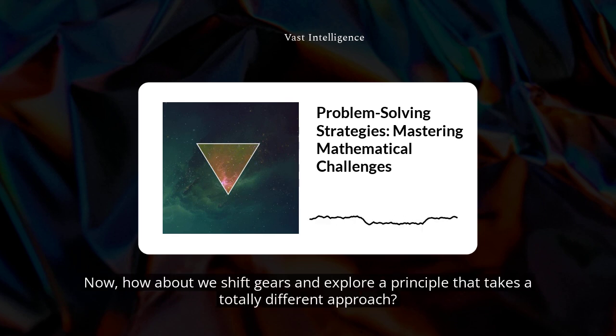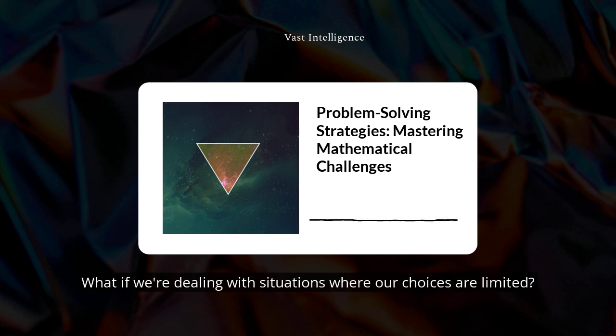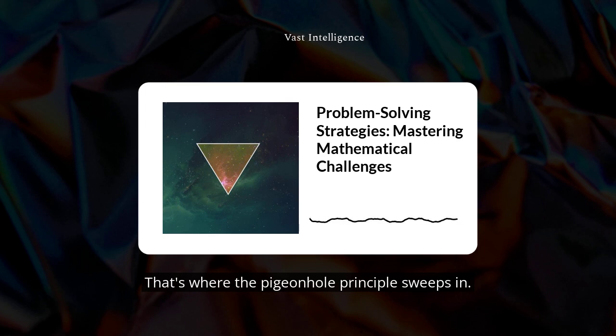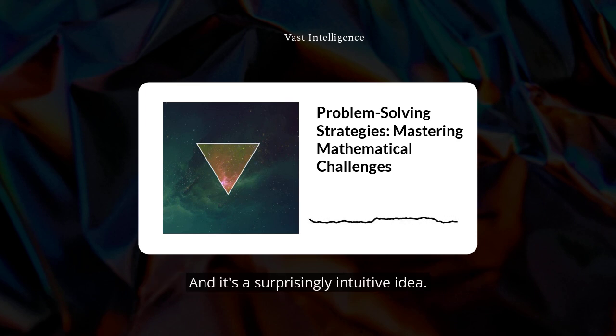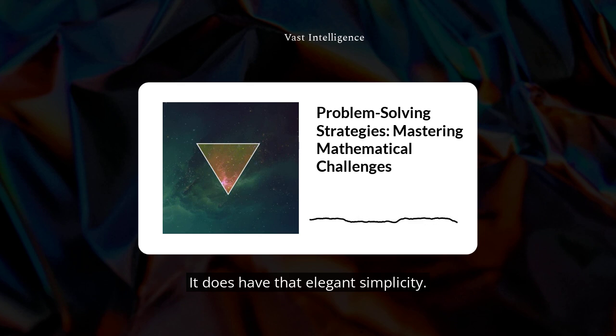Good advice. Now, how about we shift gears and explore a principle that takes a totally different approach? The invariance principle is all about finding stability amidst change, but what if we're dealing with situations where our choices are limited? That's where the pigeonhole principle swoops in. And it's a surprisingly intuitive idea. This is the one with the pigeons, right? It always feels a bit like a magic trick to me. It does have that elegant simplicity.